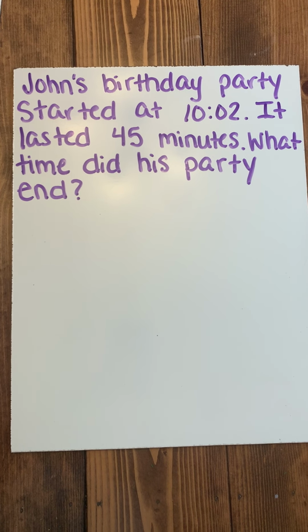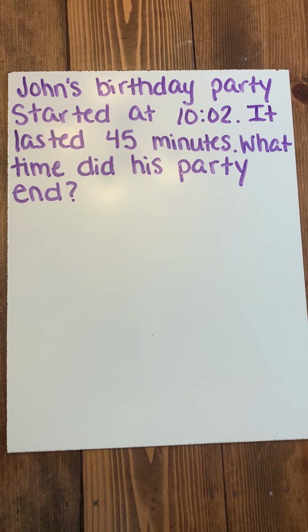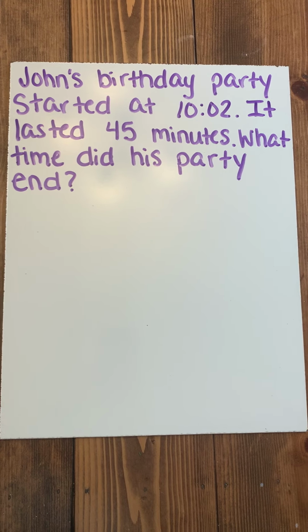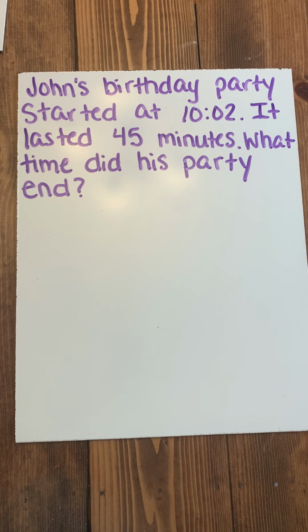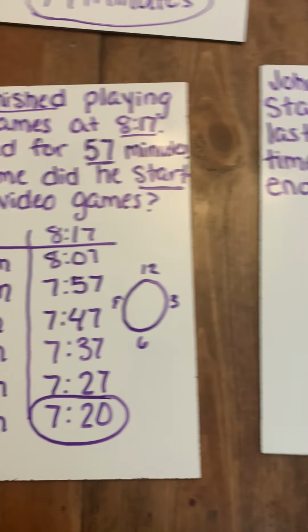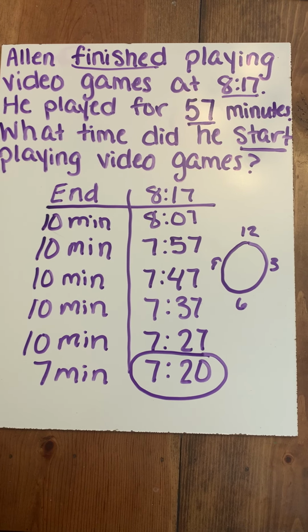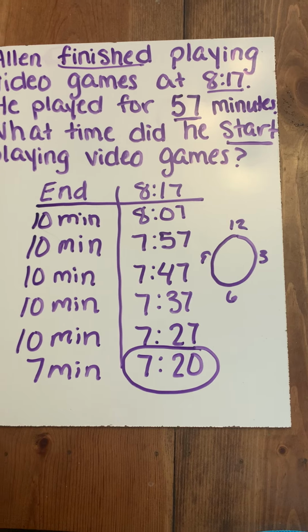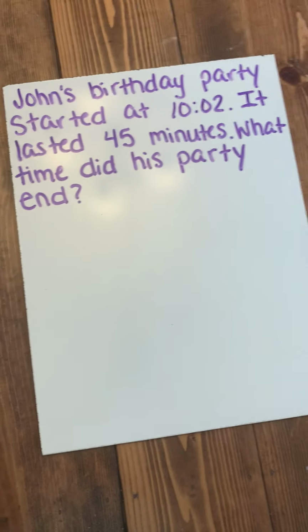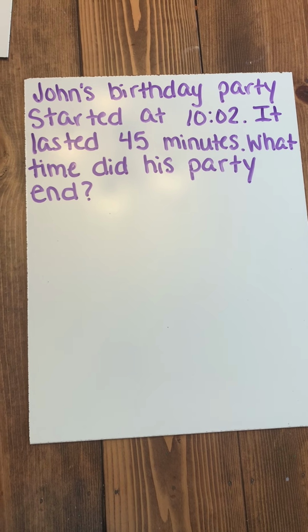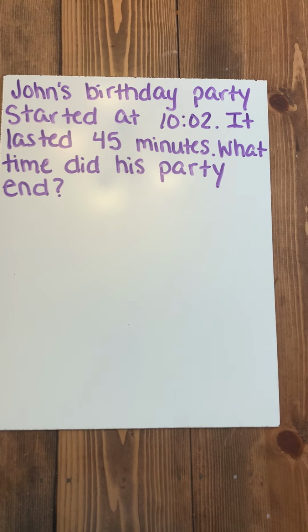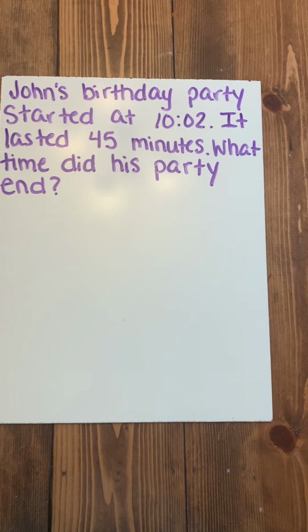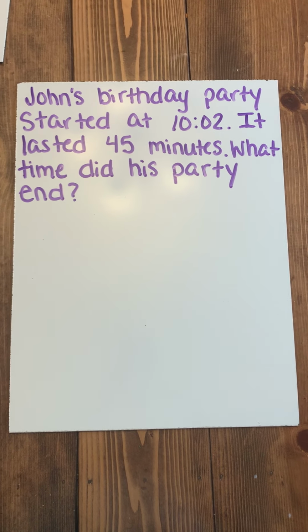And our last problem is going to be a start time, and then it gives us how long that activity lasts, and we have to figure out the end time. So it's kind of like our last one, where it gives us a finish time and the amount of time, except this time we're given the start time and we want to figure out the end time. So we're going to add time to 10:02 rather than take it away like we did our last one.